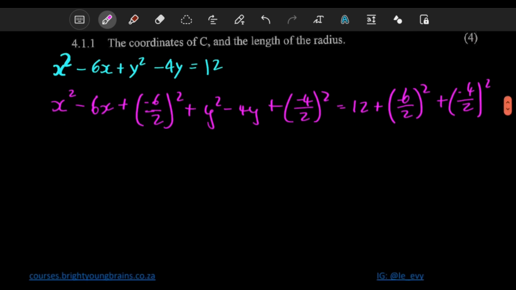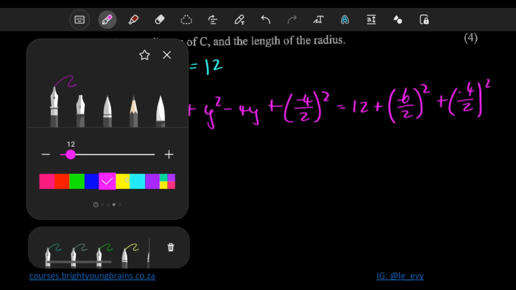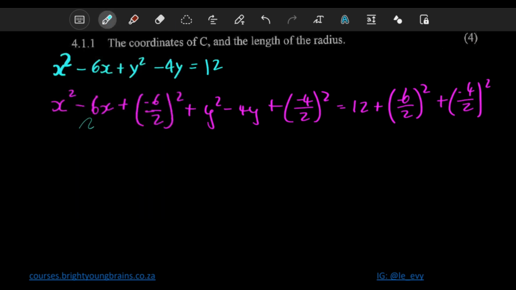Carrying on, the next step is quite simple, because this is a trinomial, and this is a trinomial. Inside here you have negative 3, so you take x with this negative 3 and put it in brackets squared. That replaces this whole thing. You do the same for y, with a negative 2 inside the brackets. That whole thing replaces your 3 terms. You see, you'd have factorized.